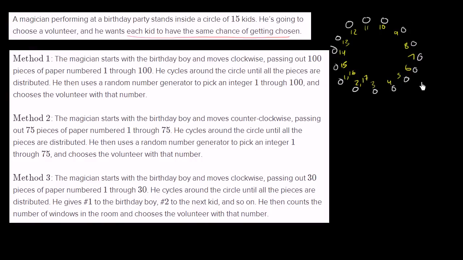Now, something to think about is whether every child here is going to get the same number of pieces of paper. And I encourage you to pause this video and think about that. If we just keep cycling around all the way to 100, does each child get the same number of pieces of paper? Well, just think about it.